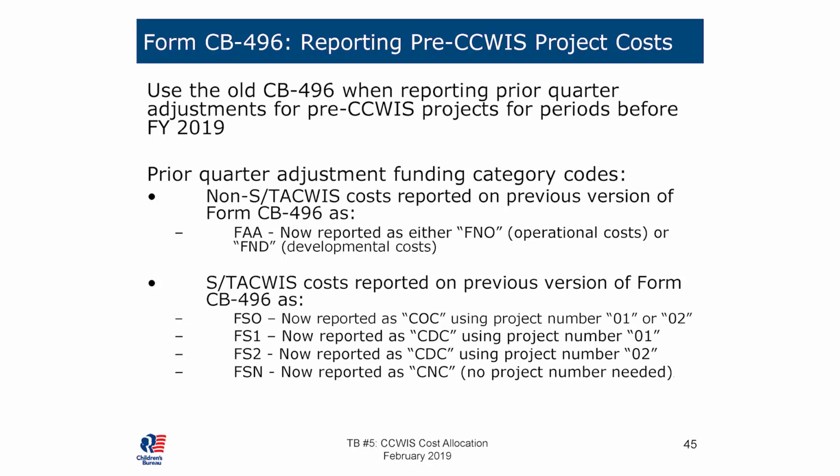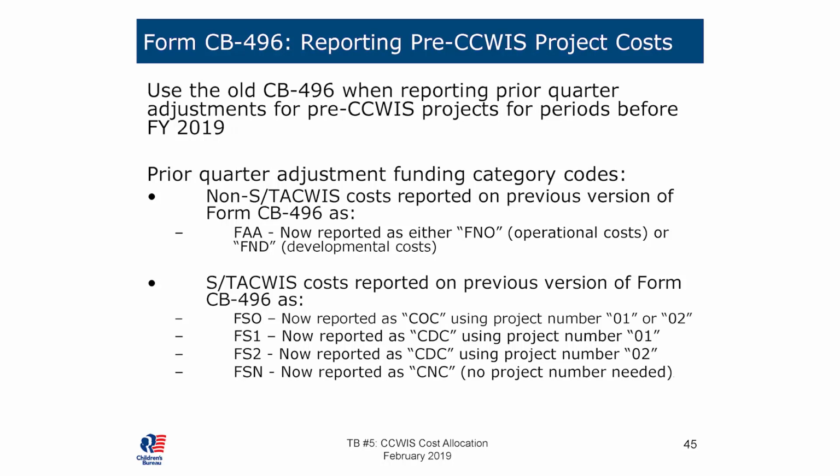The non-CCWIS projects, as I said before, were included as part of the former report of agency management, which was coded for prior quarter adjustments as FAA. These costs, to the extent that you need to report them as prior quarter adjustments now, beginning with reports for quarters in 2019 and subsequent federal fiscal years, you're going to use the new reporting codes, not the old reporting codes. Those codes are no longer available.